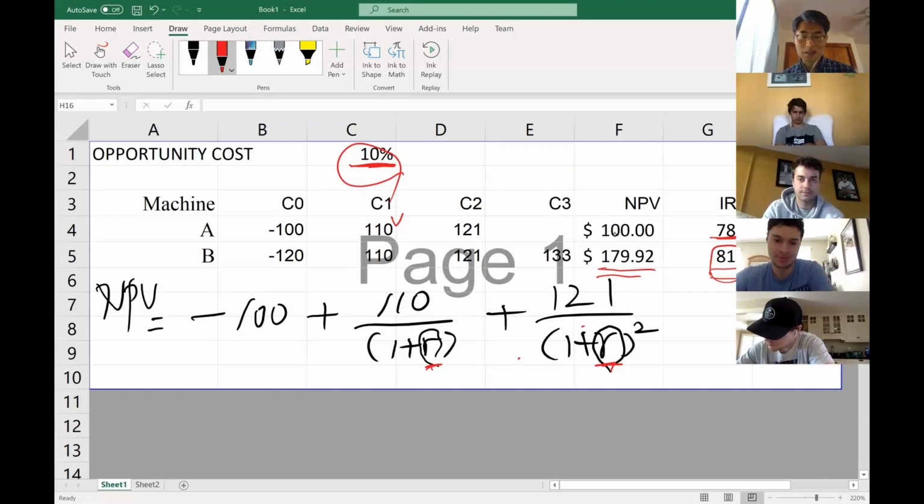Any other questions? I don't know why this annoying page 1 thing is showing up here. Any other questions about this? All right.